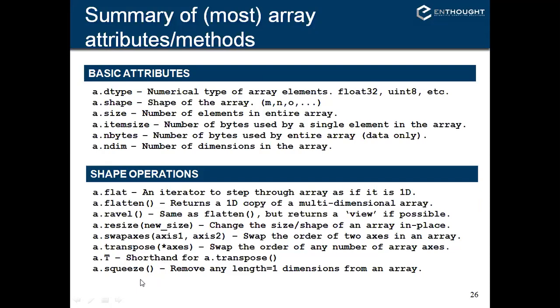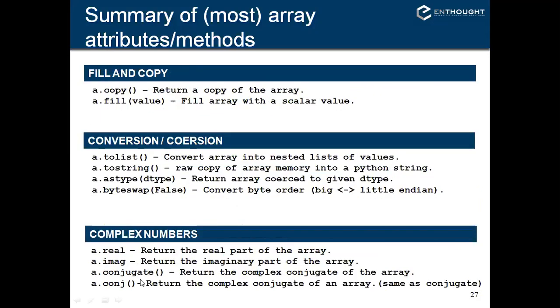Squeeze, how many ways you want to resize it. Fill and copy: if you want to fill whatever value you want, fill 1, fill 2, fill 3, fill 5, it will fill. To list, to string, a string type or binary type, swap, byte swap. So these are the direct conversions.